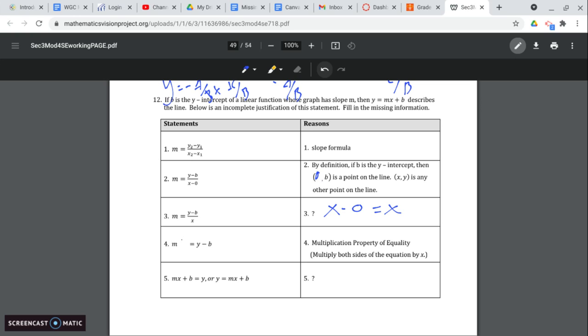So then m times what equals y minus b, based on the multiplication property of equality? That would be x. And then mx plus b equals y, or y equals mx plus b, which tells us we can say it either way around: the addition property of equality. And there's our answer.